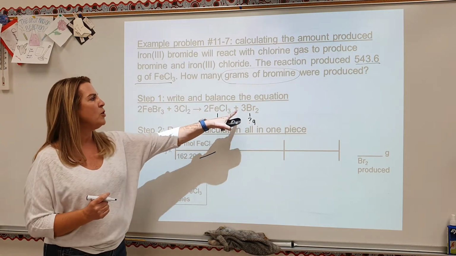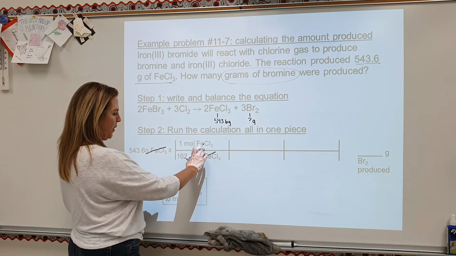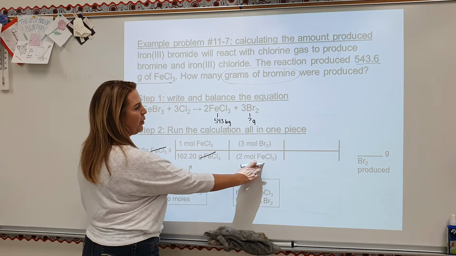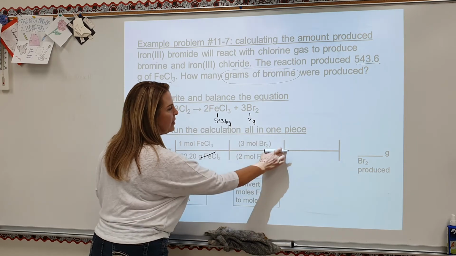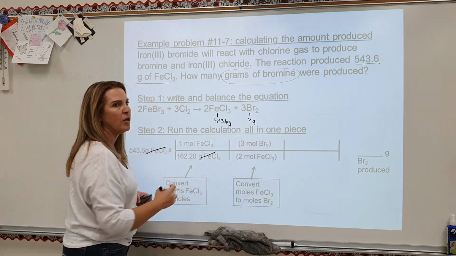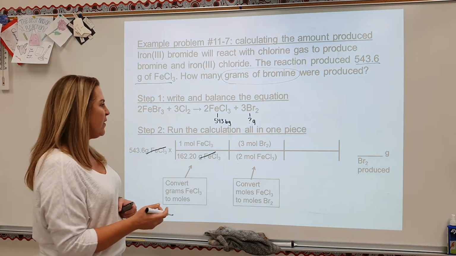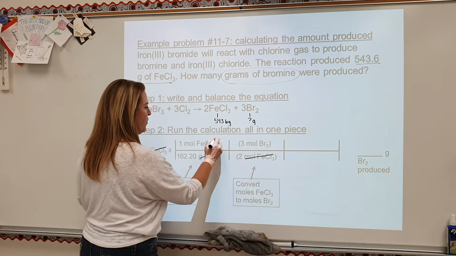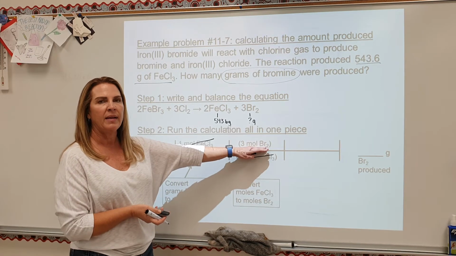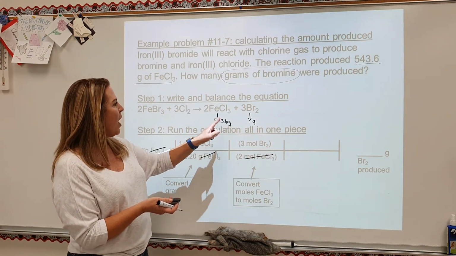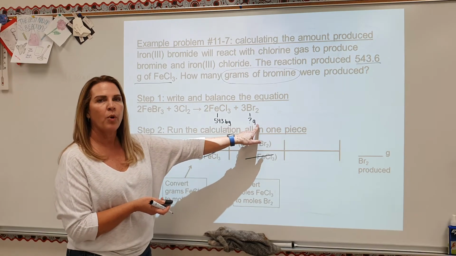So now I can use my mole ratio. If I have moles of FeCl3 upstairs, I want moles of FeCl3 downstairs. Now we're going to have moles of bromine upstairs. This step is stoichiometry right here, using the mole ratio from the balanced chemical equation. If I stop right now, my moles of FeCl3 cancels out. My answer would be in moles of bromine, and that's good, right? We've gotten from FeCl3 to bromine now, but we want grams of bromine, not moles.